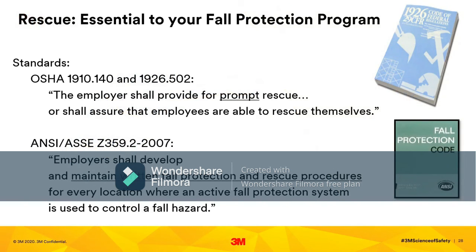OSHA states that the employer shall provide prompt rescue or shall assure that employees are able to self-rescue themselves. ANSI states that employers shall develop and maintain a written rescue procedure for every location where an active fall protection system is being used. This means that you should have a rescue plan and that you should practice that plan to rescue.